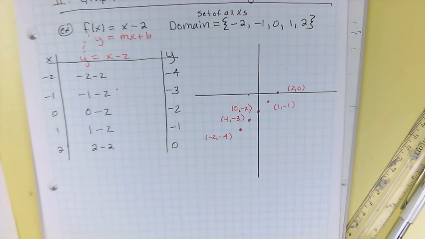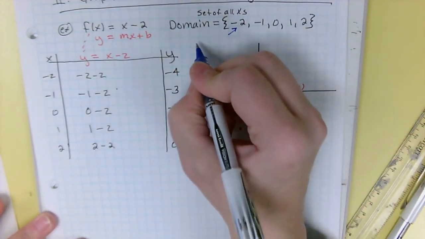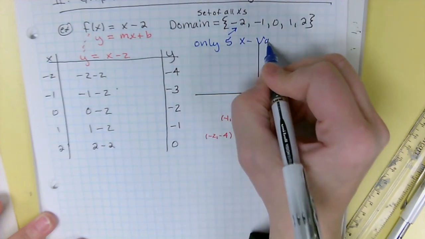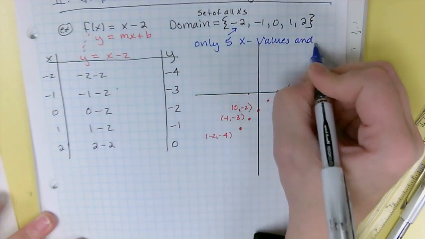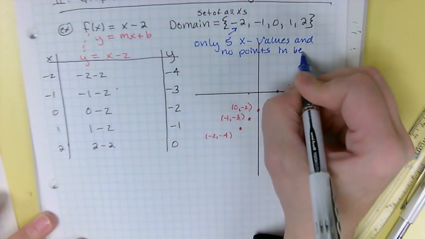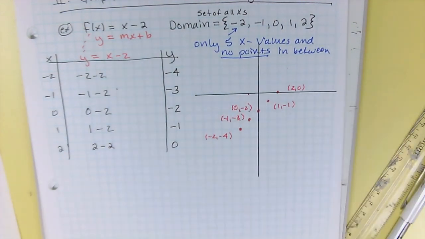Okay, so because we have what's called a restricted domain, these five numbers, you have only five x values and no points in between. So we're not going to draw a line that shows infinite points because this line doesn't have infinite points. It only has five. And you're done. That's it. That's the graph.